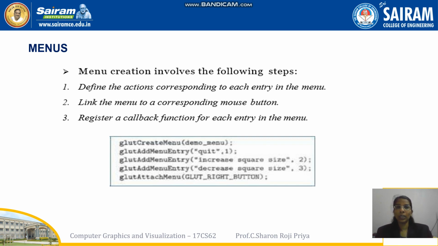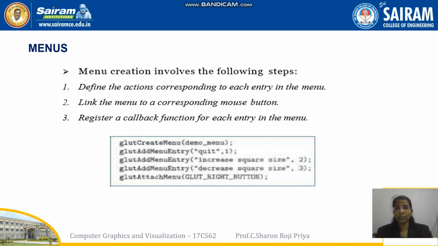To create a menu we have three steps. The first step is I have to define the action for every menu entry. I define the actions corresponding to each entry in the menu. Next, I have to attach these menus to any one of the mouse buttons. After that, I have to define my callback function. These are the three steps in my menu creation: define the action corresponding to each entry in the menu, attach to mouse button, and define the callback function.